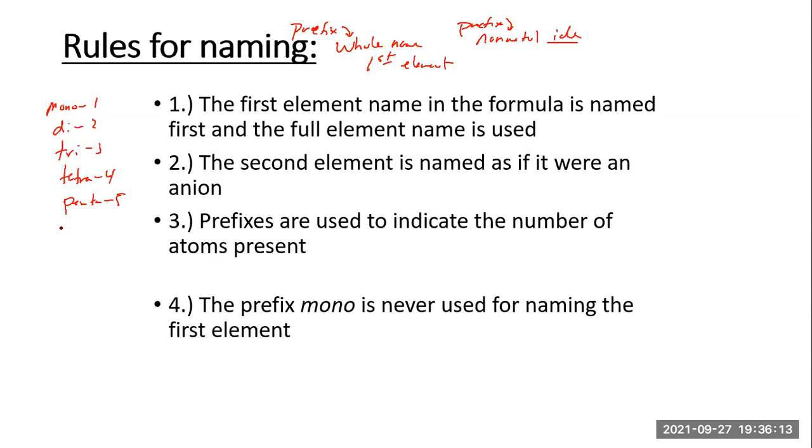And there's a couple of rules and considerations that we do when we use these prefixes. The first one is pretty simple. The first one is the prefix mono, which means 1, is never used on the first name, but it is okay on the second name. So mono is not used on the first name, but okay on the second.